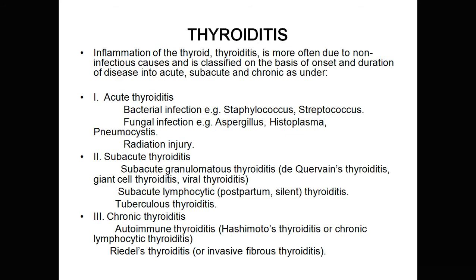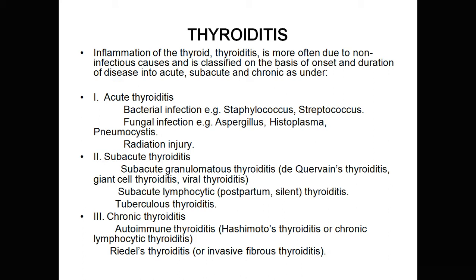Now we come to thyroiditis. Thyroiditis is an inflammation of the thyroid gland. It is generally due to non-infectious causes, and it is classified based on the onset and duration of the disease: acute thyroiditis, subacute thyroiditis, and chronic thyroiditis. Acute thyroiditis is due to bacterial infection, staph or strep, which is not common. Some radiation injury can also lead to acute thyroiditis.